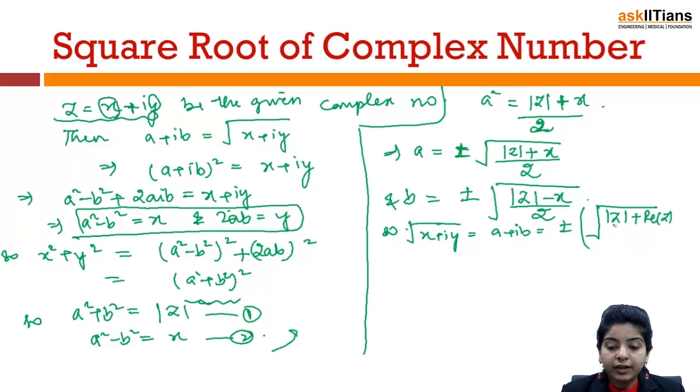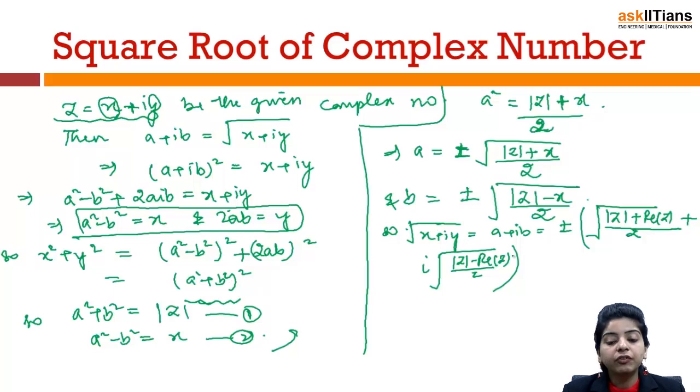So this I get as plus minus of under root of (mod z plus real z)/2 plus iota times under root of again (mod z minus real z)/2. This is the value of under root of x plus iy, that is a plus ib, and we have simply substituted the values of a and b. So now this was the required value of under root of x plus iy.